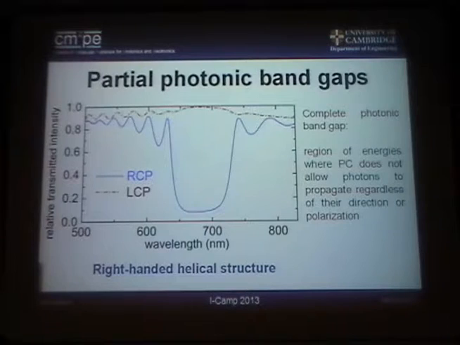And this is an example for a right-handed chiral nematic structure. They're sensitive to the input polarization, so the type of circular polarization that you have. If you've got a right-handed helix, then for right circular polarized light you see your band gap, but there is no band gap for the left circular polarized light. And that's true for all of those periodic structures, all those liquid crystal phases, the chiral nematic, chiral smectic, and blue phases. They all give you this partial photonic band gap. But that's not the end of the world.